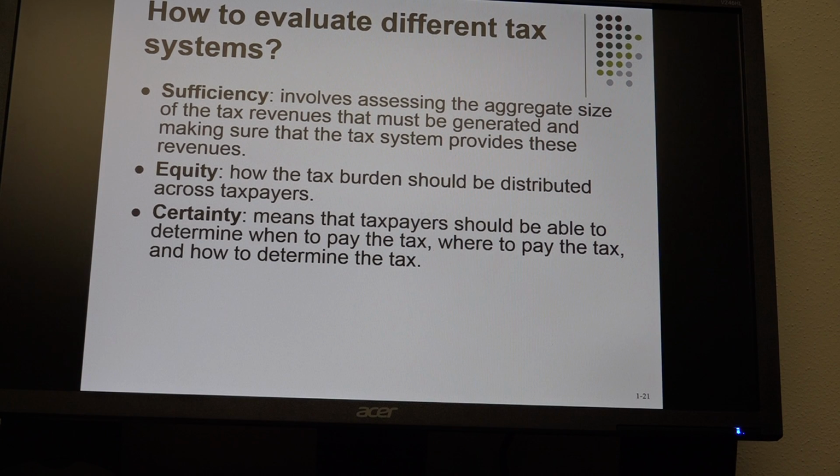Certainty means that taxpayers should be able to determine when to pay the tax, where to pay the tax, and how to determine the tax. Certainly our federal structure is pretty certain as to when to pay the tax and where to pay the tax, not so much as to how to determine the tax. Depending on your situation, it can be very difficult to determine how much tax you owe. And this is why we have tax professionals.